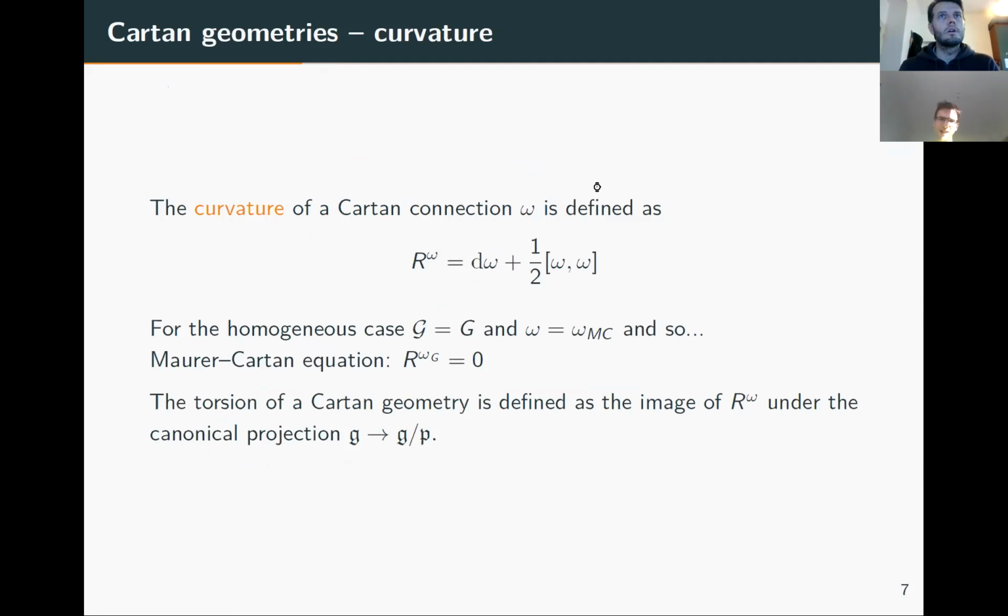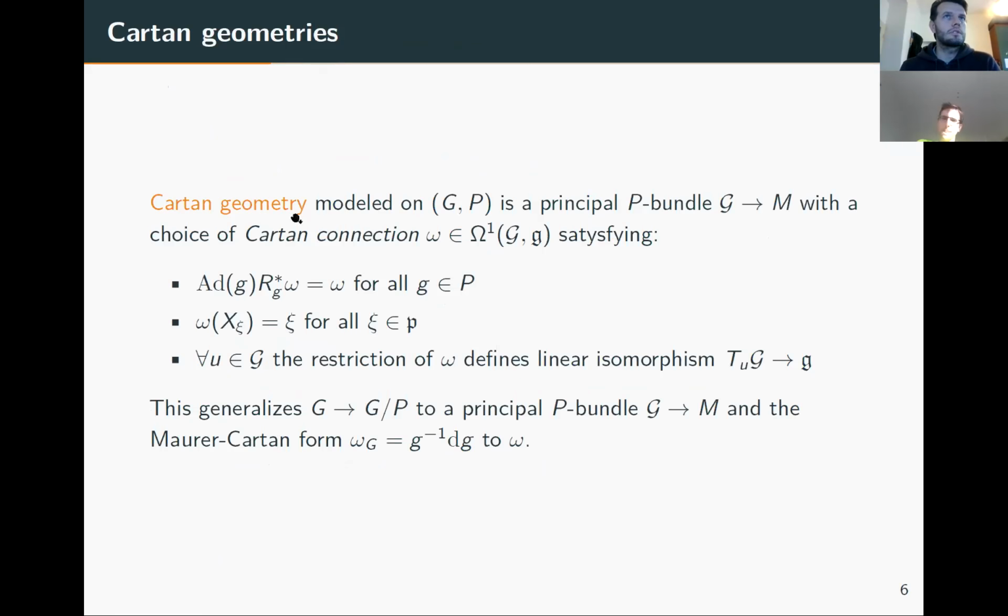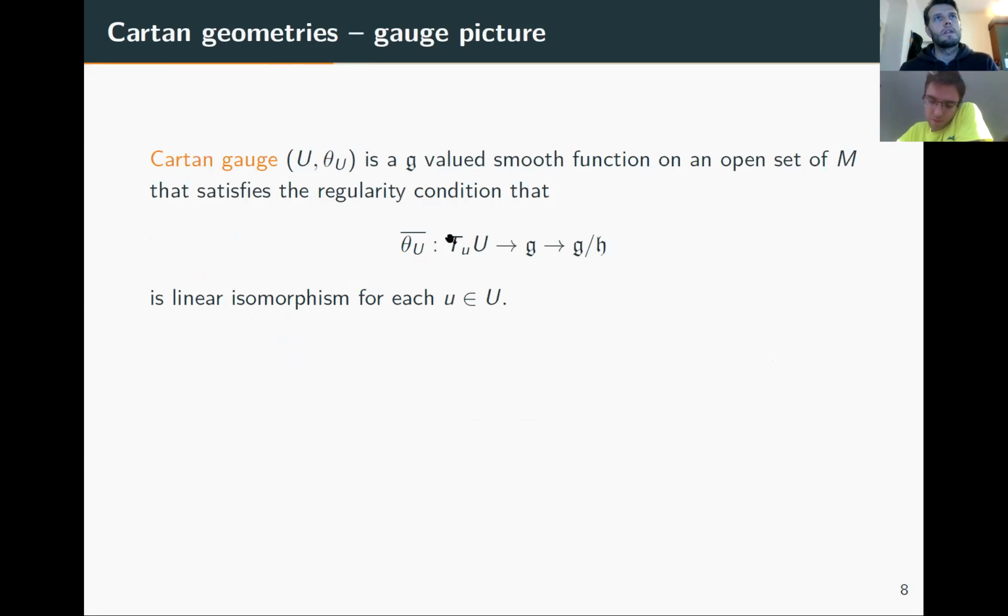So from this global definition, it's easy to say what the morphisms would be, right? They would just be the morphisms of principal P-bundles that respect these Cartan connections, so the pullback of one Cartan connection is the other Cartan connection. So it's basically just local diffeomorphisms that respect these geometrical structures.